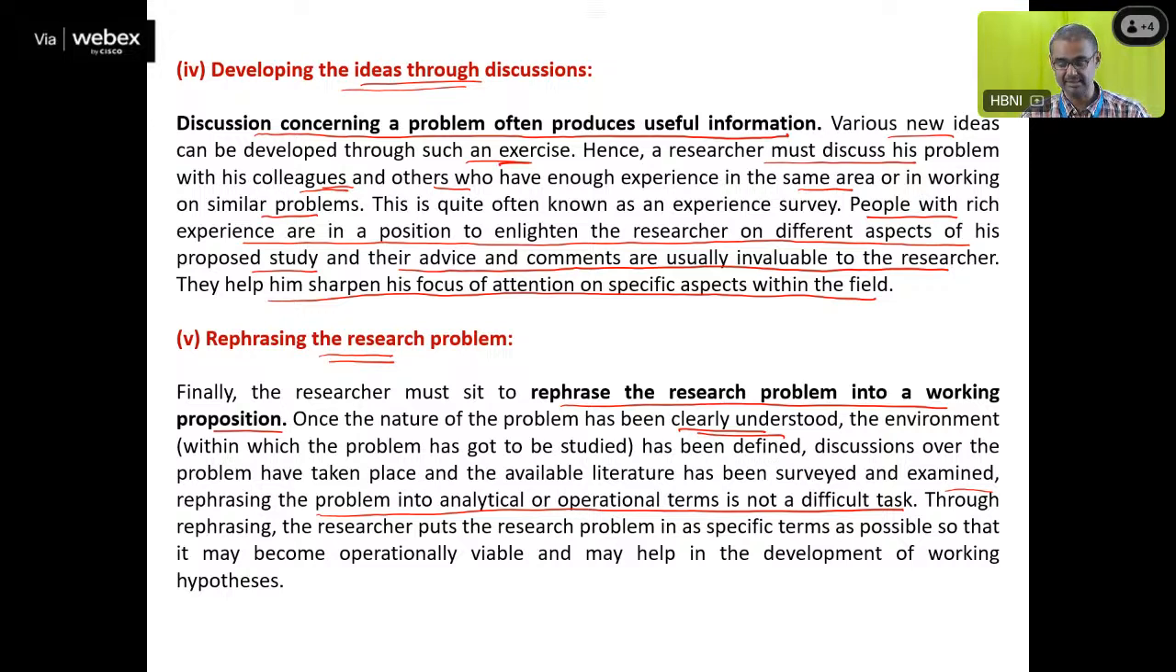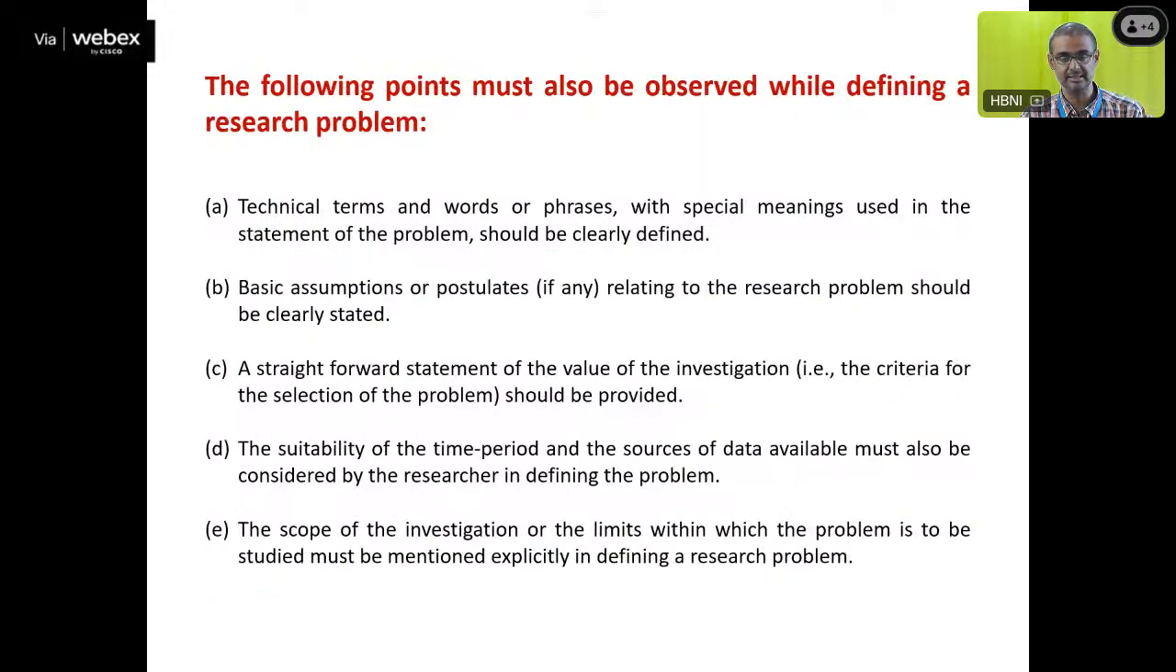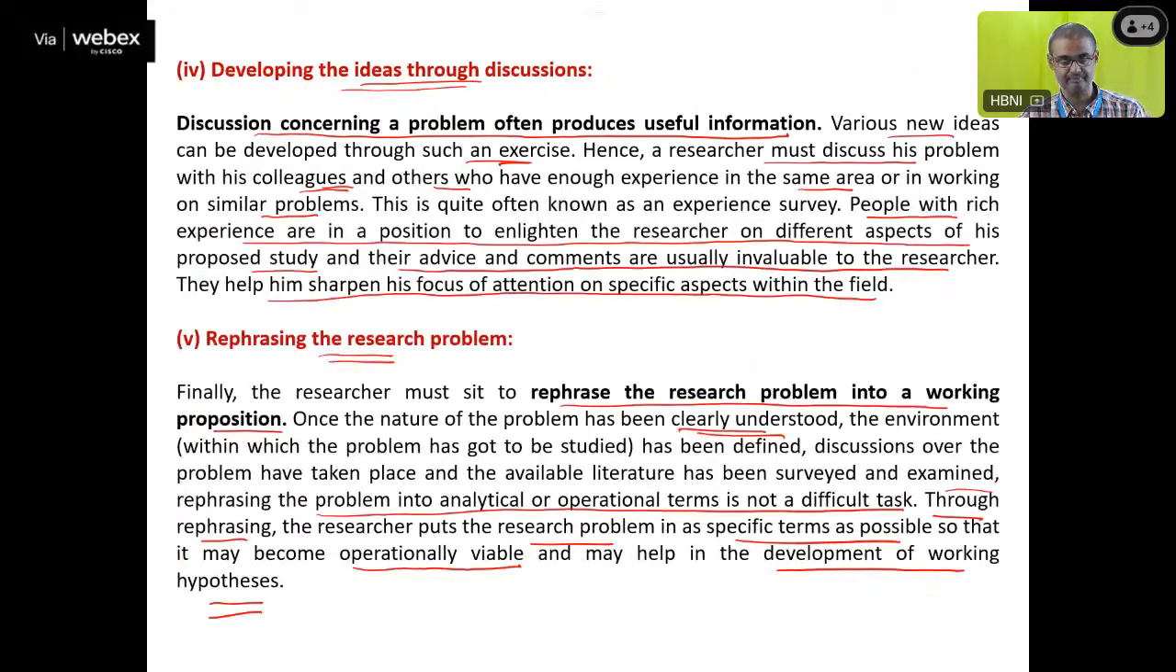Through rephrasing, the researcher puts the research problem in as specific terms as possible so that it can become operationally viable. And it helps in the development of the working hypothesis of your research. This is what the research problem is all about. We discussed it in detail. In addition, you can keep these points also in mind, but those were the techniques which you must have.